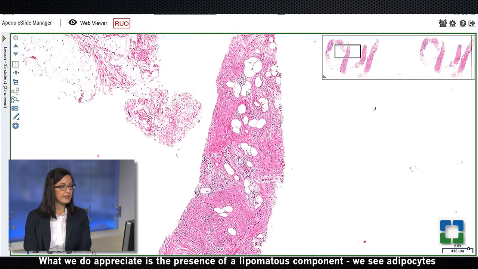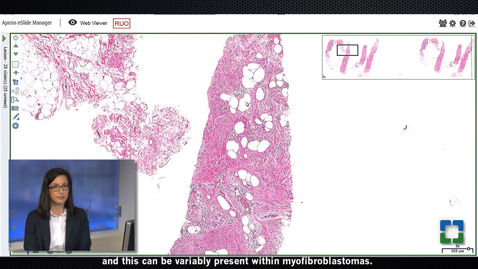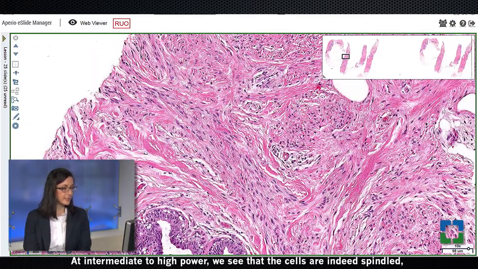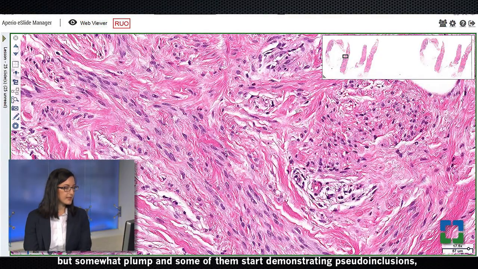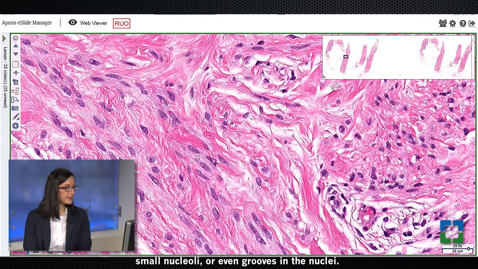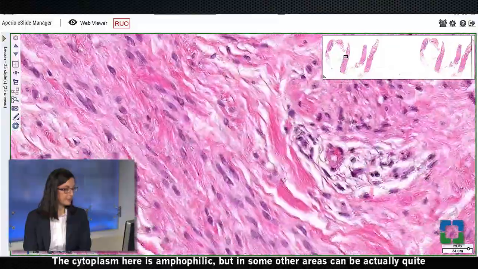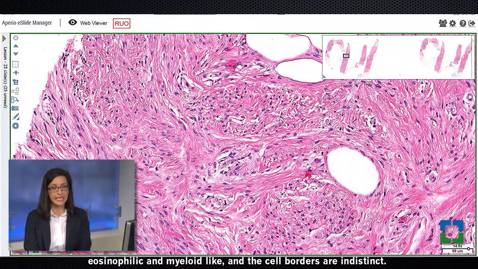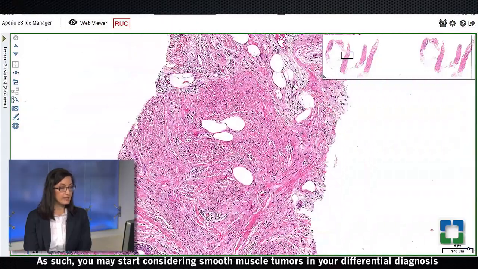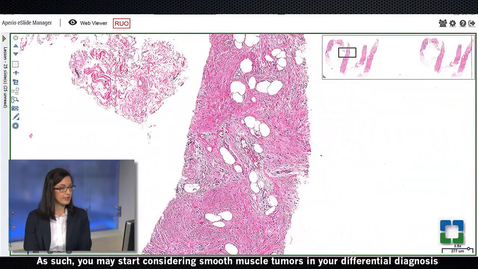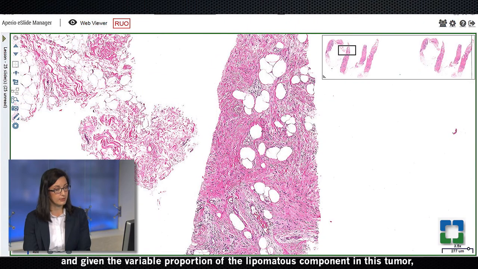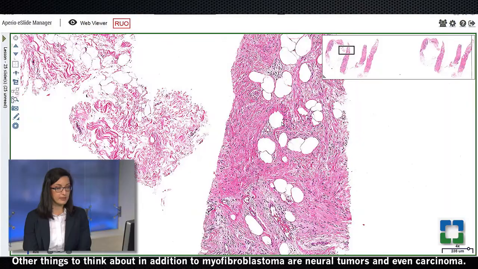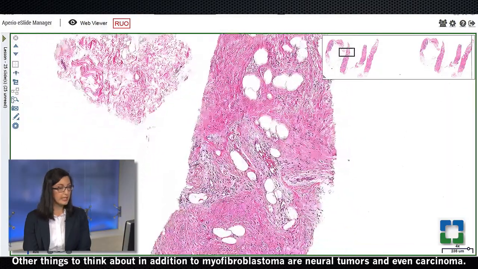What we do appreciate is the presence of a lipomatous component. We see adipocytes, and this can be variably present within myofibroblastomas. At intermediate to high power, we see that the cells are indeed spindle, but somewhat plump. And some of them start demonstrating pseudo-inclusions, small nucleoli, or even grooves in the nuclei. The cytoplasm here is amphophilic, but in some other areas can be actually quite eosinophilic and myoid-like, and the cell borders are indistinct. As such, you may start considering smooth muscle tumors in your differential diagnosis, and given the variable proportion of the lipomatous component in this tumor, you also may start considering fatty tumors. Other things to think about in addition to myofibroblastoma are neural tumors and even carcinoma.